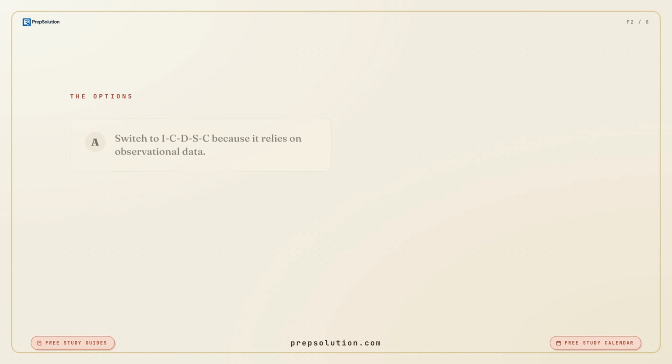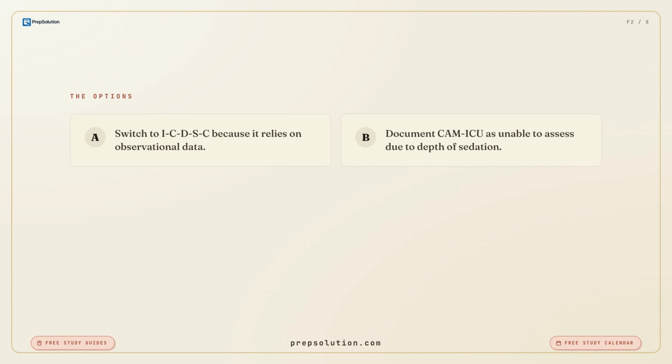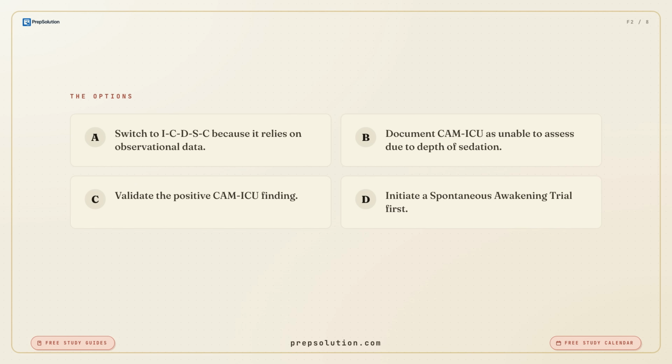Your four options. Option A, switch to ICDSC because it relies on observational data. Option B, document CAM-ICU as unable to assess due to depth of sedation. Option C, validate the positive CAM-ICU finding. Option D, initiate a spontaneous awakening trial first. Pause here, pick your answer.